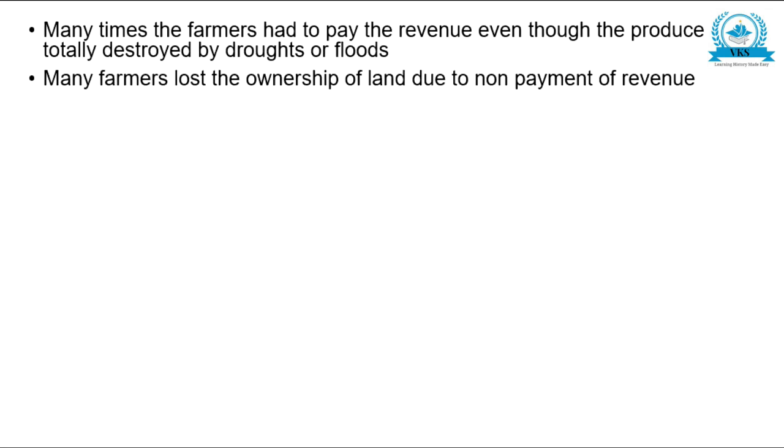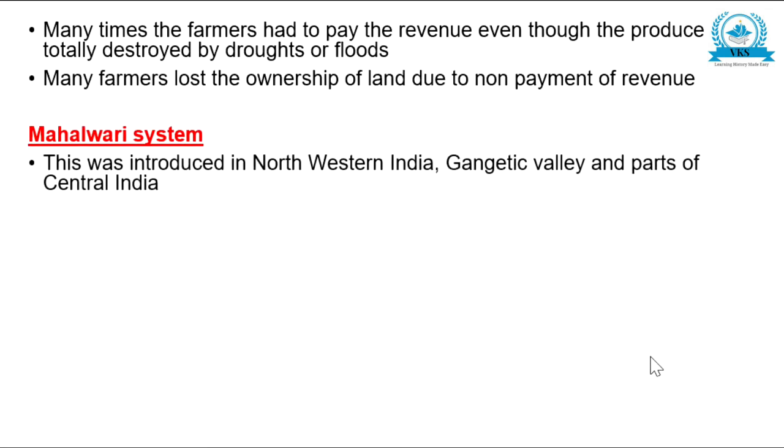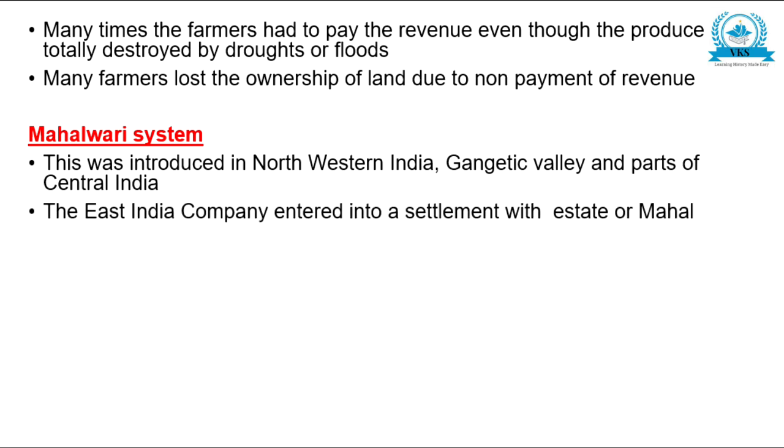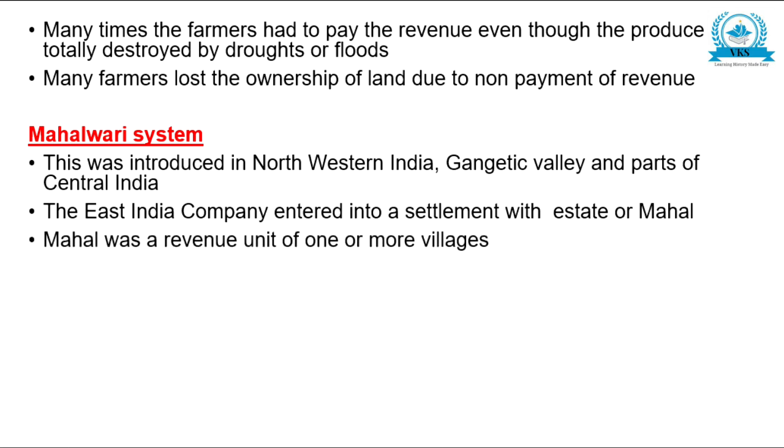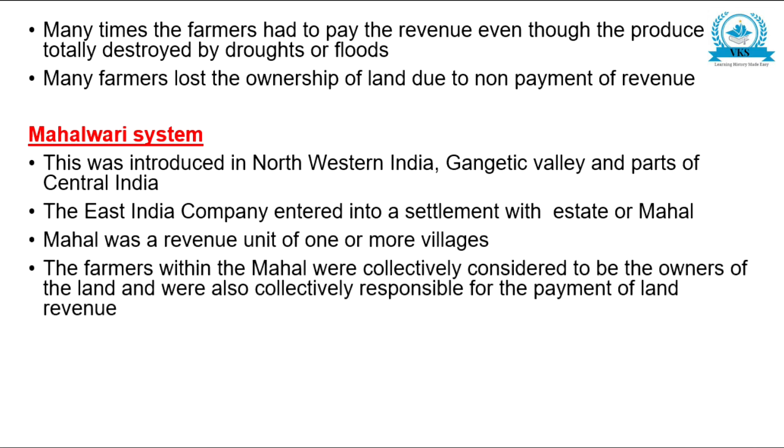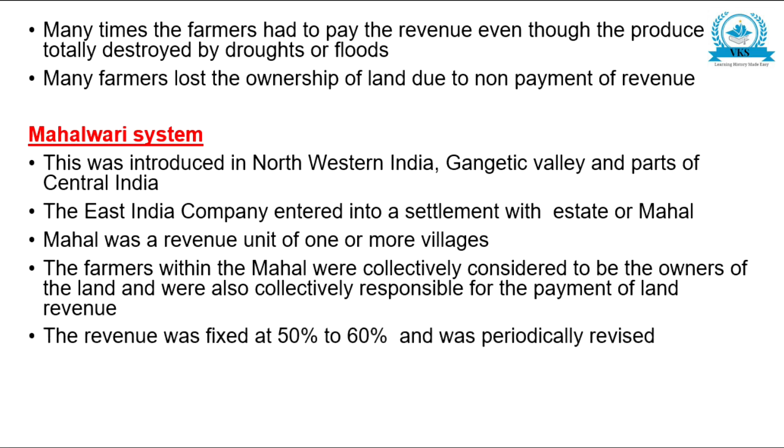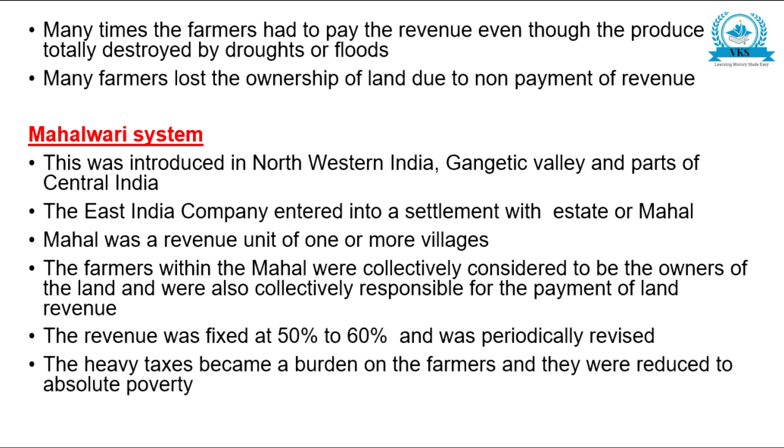So now let us go through the points which you have studied till now. Mahalwari system was introduced in northwestern India, Gangetic Valley and parts of central India. The East India Company entered into a settlement with the estate or mahal. A mahal was a revenue unit of one or more villages. The farmers within the mahal were collectively considered to be the owners of the land and were also collectively responsible for the payment of land revenue. The revenue was fixed at 50% to 60% and was periodically revised, and the heavy taxes became a burden on the farmers and they were reduced to absolute poverty. So all these were the points regarding the land revenue system introduced by the British.